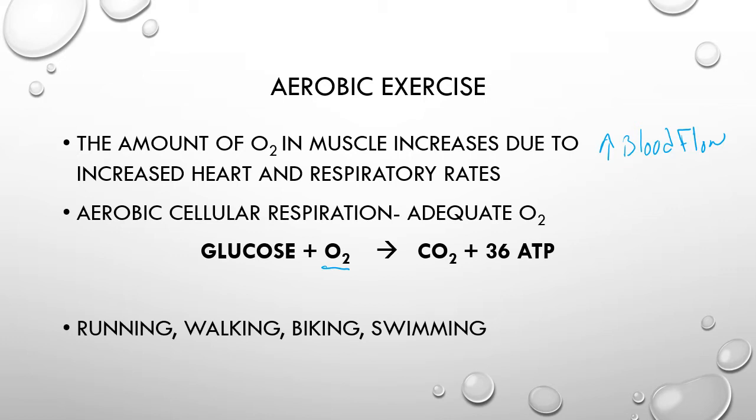So blood glucose levels are good, aerobic cellular respiration. Oxygen levels are good, aerobic cellular respiration. And we're going to end up with plenty of ATP to power that muscle. We're going to have plenty for the actual contraction. We're going to have plenty for calcium pumps. We're going to have lots of energy there. And we can go running or walking or biking and swimming. All of those kind of aerobic types of exercises, we can do them for a long, long period of time.